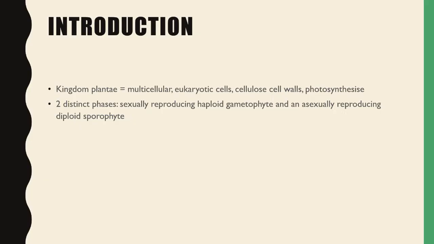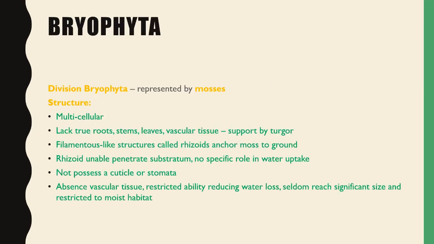So we'll give you a quick introduction. The kingdom of plants involves multicellular eukaryotic cells that have cellulose cell walls, and they go through photosynthesis. There's two distinct phases where you have sexually reproducing haploid gametophytes and asexually reproducing diploid sporophytes. So let's go through the first division of the kingdom of plants, and that is Bryophyta, and these are represented by mosses.